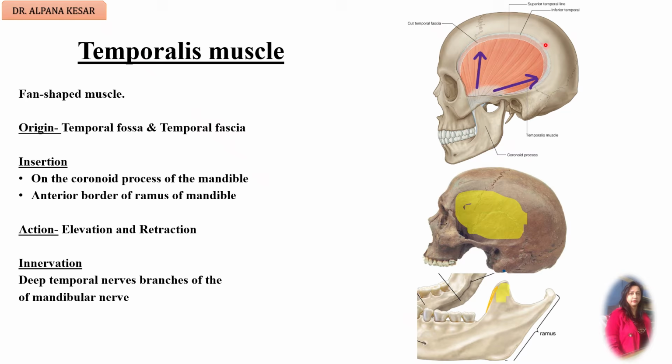Temporalis is a fan-shaped muscle that takes origin from the temporal fossa and the temporal fascia. Insertion is into the coronoid process of mandible and the anterior border of the ramus of the mandible. Action of the muscle is elevation of the mandible and its retraction. Innervation is by the deep temporal nerves, which are the branches of mandibular nerve.